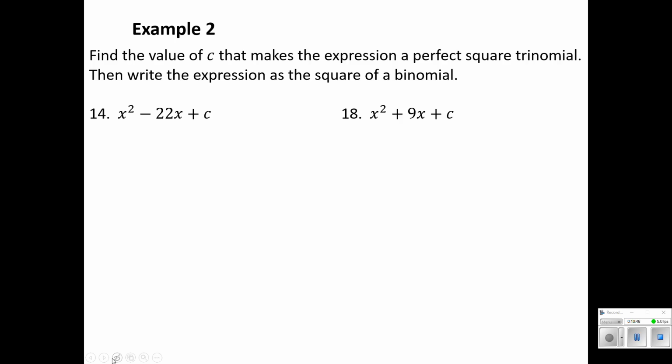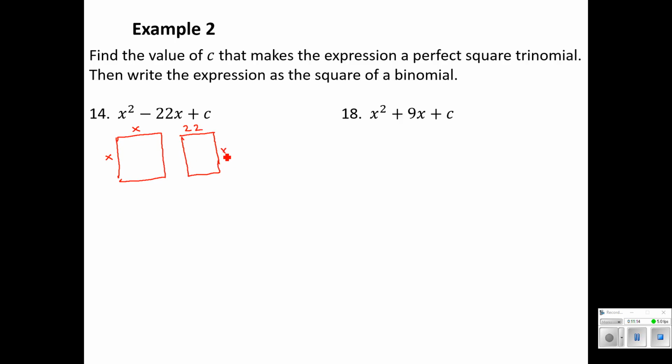Example 2, find the value of c that makes the expression a perfect square trinomial. Then write the expression as the square of a binomial. So this is pattern hunting to the nth degree here. And let's just think of our little square situation that we had from our introduction animation. So we have this x squared, and then we have a 22.